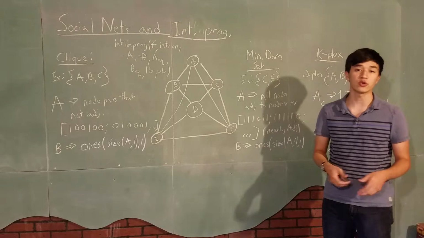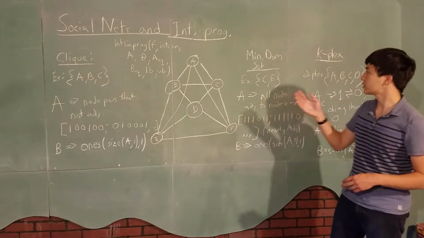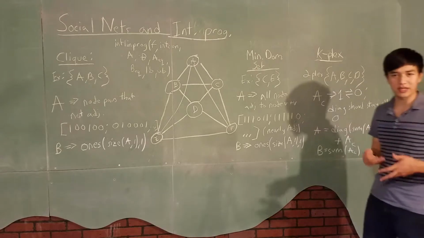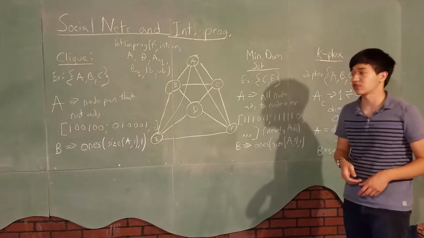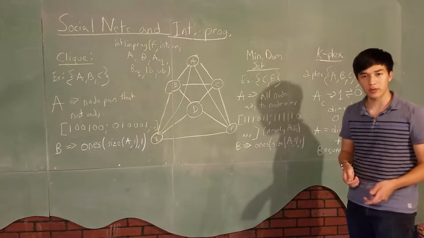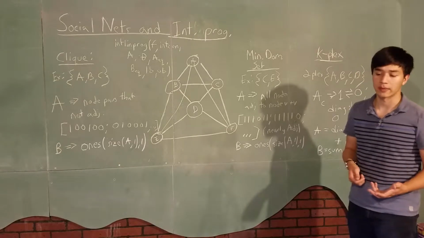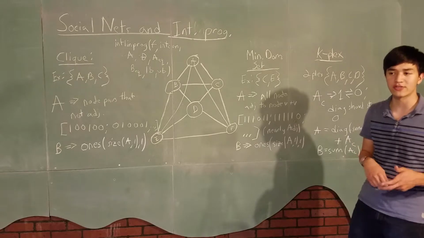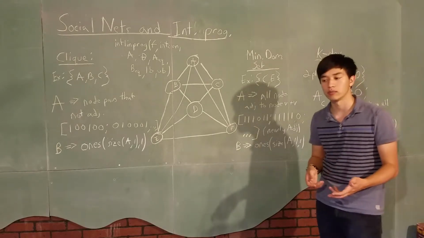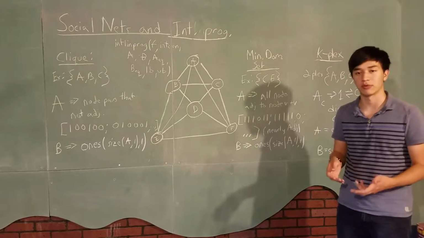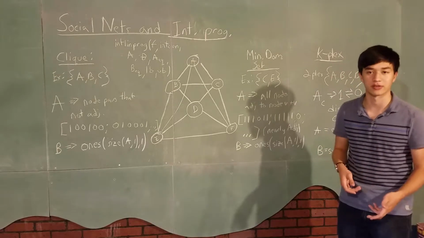We're looking at three new types of special subgraphs: the clique, the minimum dominating set, and the k-plex. And it turns out these are slightly hard subgraphs to actually solve for. But there's a trick we can use in order to make the solving easier, and that's integer programming. Essentially, we treat each node as a 1 or a 0. We treat a node as 1 if it's actually included within our special subgraph, and as a 0 if it's not within our subgraph.